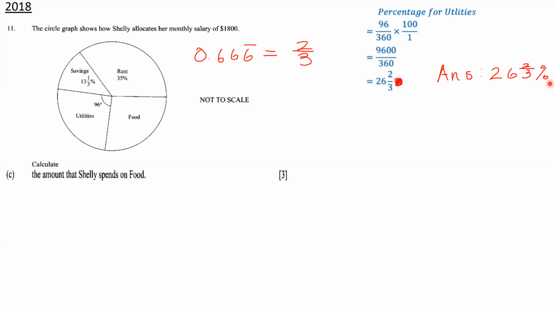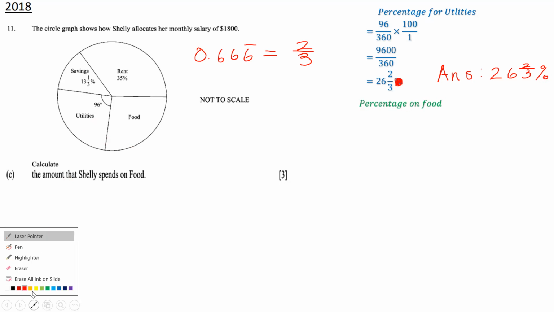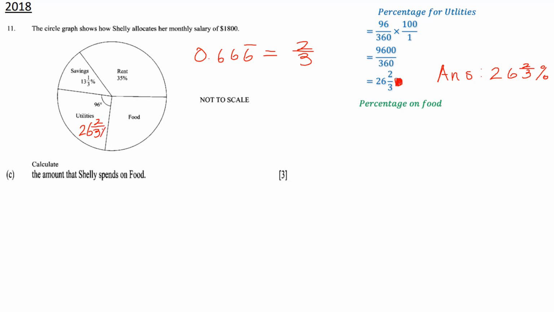Now, what we need to figure out is, okay, what is the percentage on food? Please bear in mind that the percentage for utilities is 26 and 2 over 3%. All right, so that means that if we want to try to find a percentage on food, we already know that the percentage for rent is 35%. The percentage for savings is 13 and a third percent. And the percentage for utilities is 26 and 2 over 3%. So we just need to add those three up and then subtract it from 100, all right?